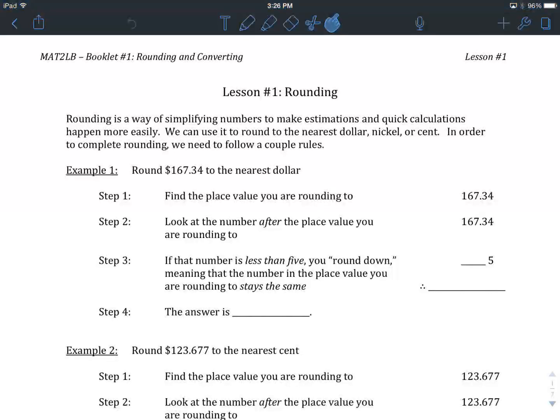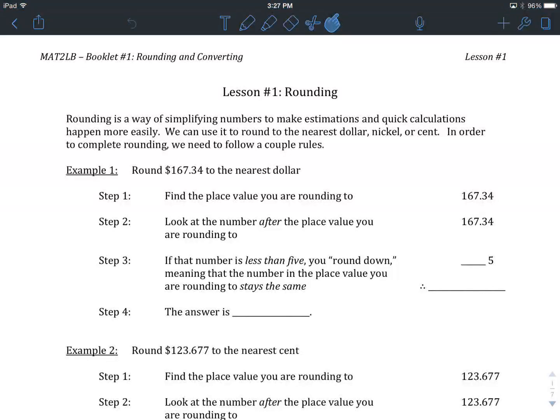So let's talk a little bit about rounding. Rounding is what we do to a number in order to better perform estimations and quick calculations rather than dealing with all the details. Rounding lets us calculate something pretty quickly. So rounding itself is a procedure.